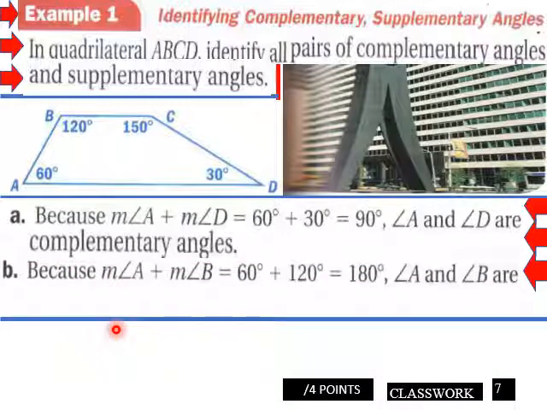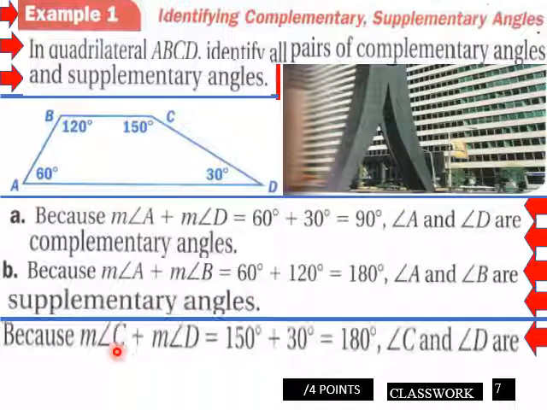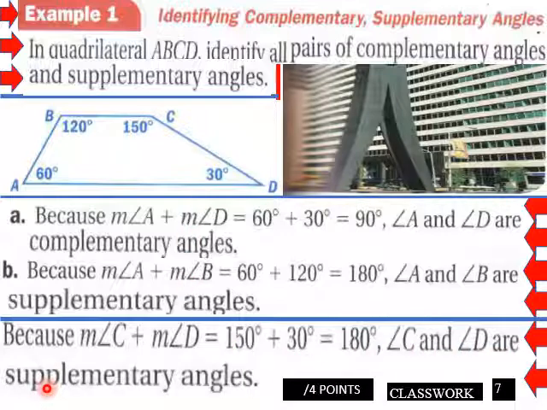Because angle A plus angle B equals 60 plus 120, angle A and angle B are, guess what? They're supplementary angles because they add up to 180. Because angle C plus angle D equals 180, angle C and angle D are supplementary angles.